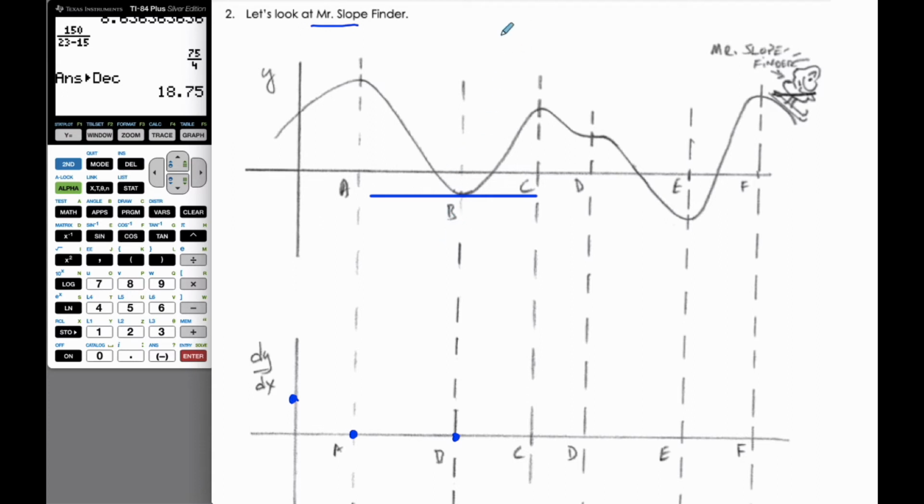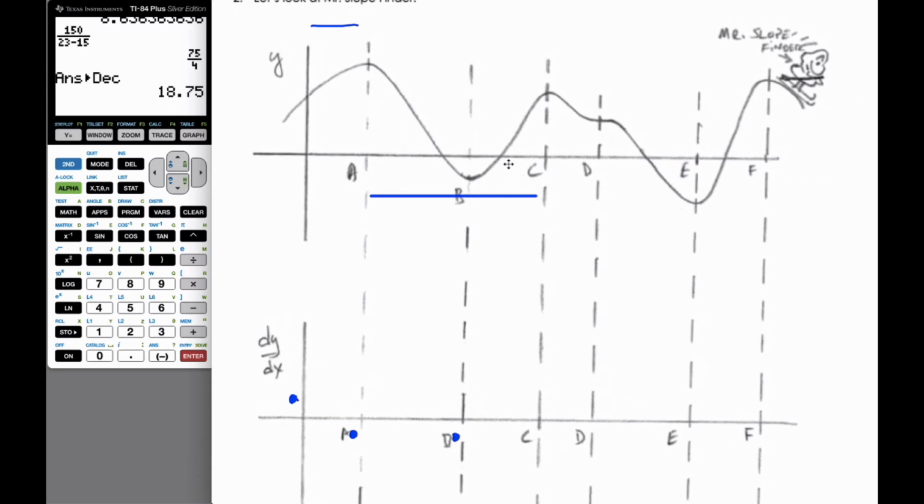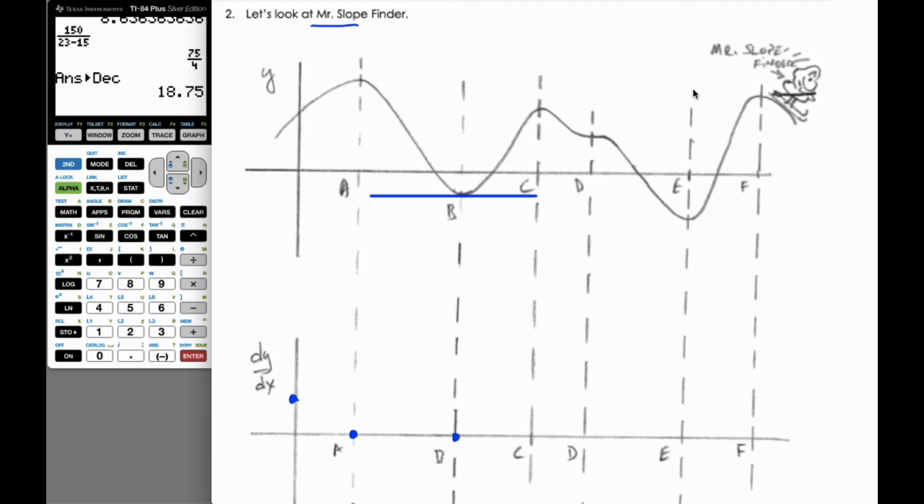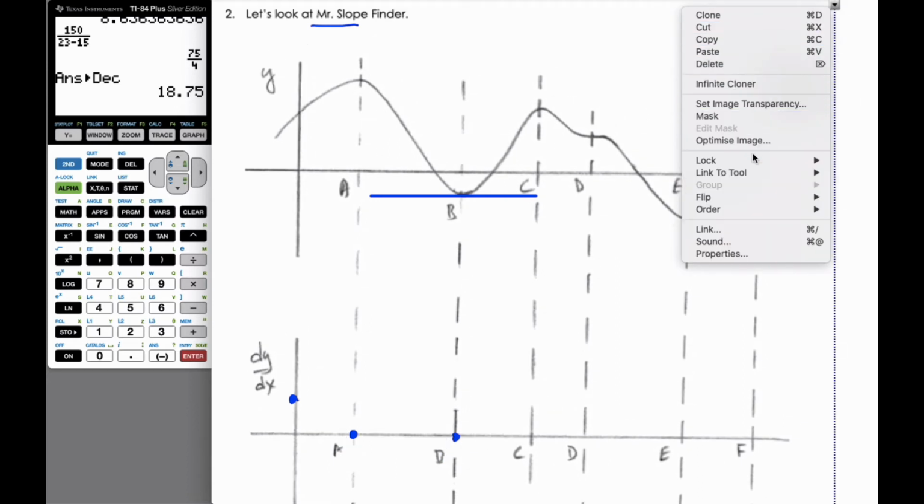Okay, so now as I'm at B, if I'm going to keep on going, I also recognize, let me take this thing and lock it into place.